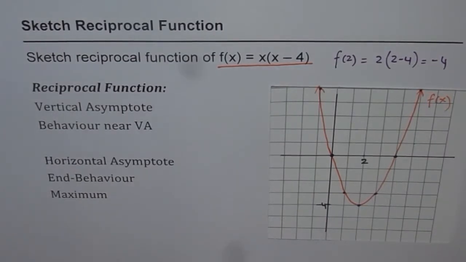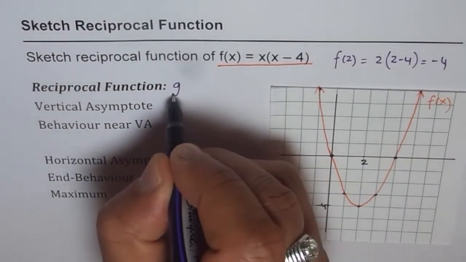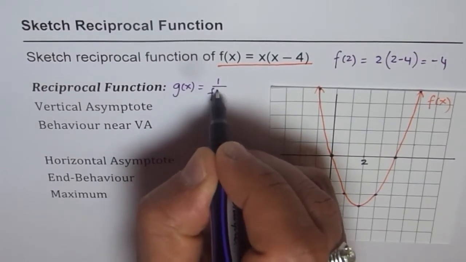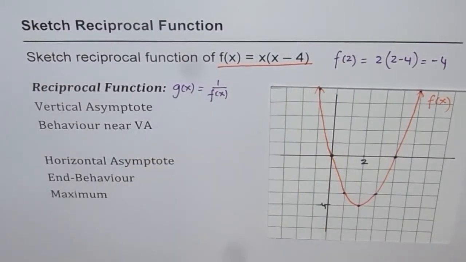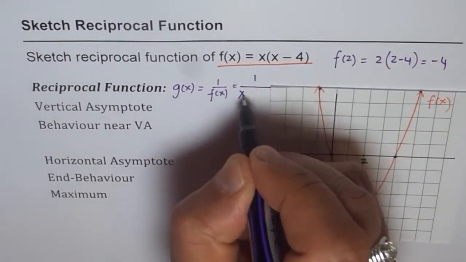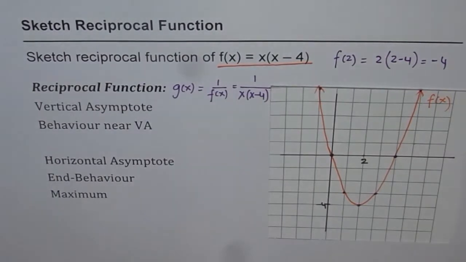Now let's get to the reciprocal of this function. The reciprocal of this function will be 1 over f of x, so let me call that g of x equals 1 over f of x, correct? That is what we mean by reciprocal, and that should be equal to 1 over x times x minus 4. So that is the reciprocal function.